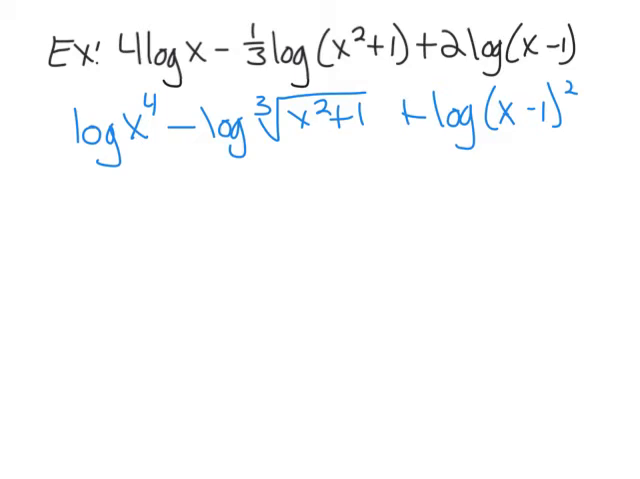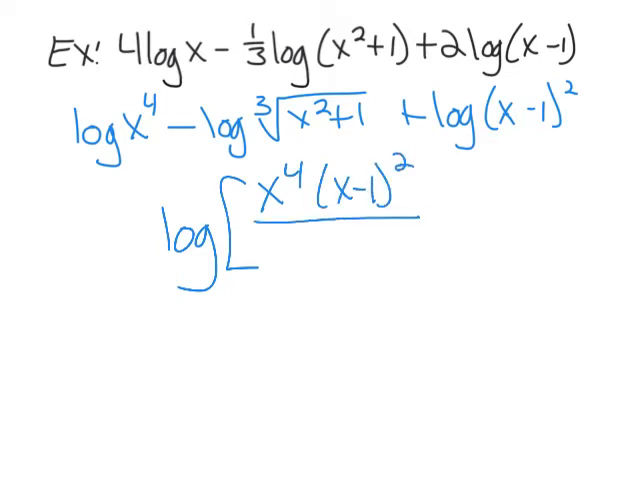And please remember, when we bring these things together, we write as a single logarithm. Only the arguments are going to be brought together. So it's not log of x to the fourth divided by log of the cube root of that stuff. No, we have a single logarithm. And in the numerator is x to the fourth and x minus 1 quantity squared. And then the one with the negative coefficient is going to be the cube root of x squared plus 1. And that's it for that one.